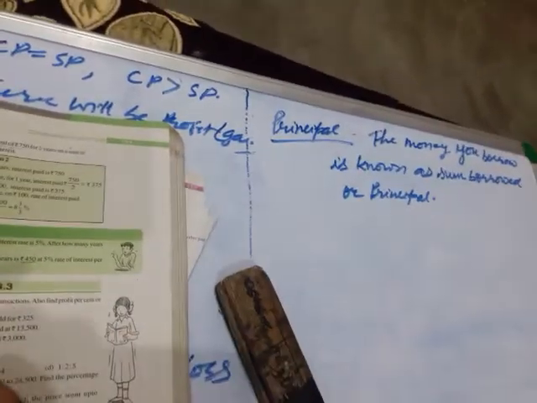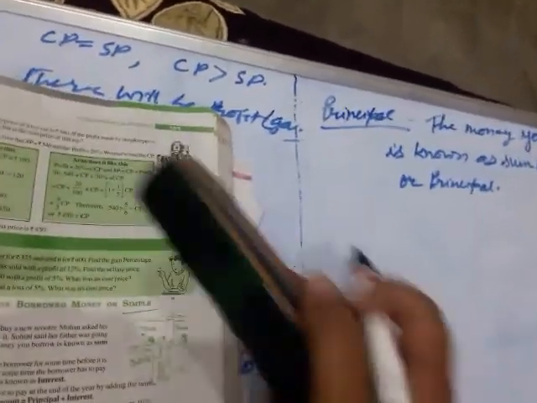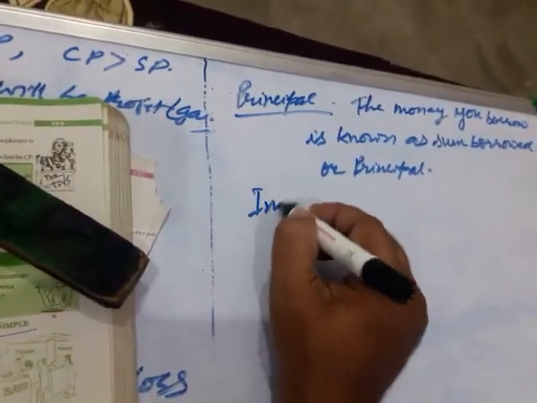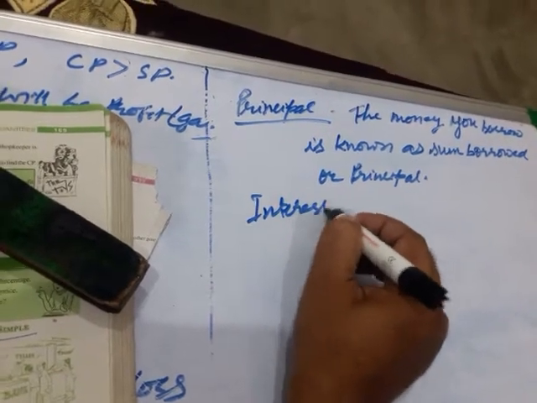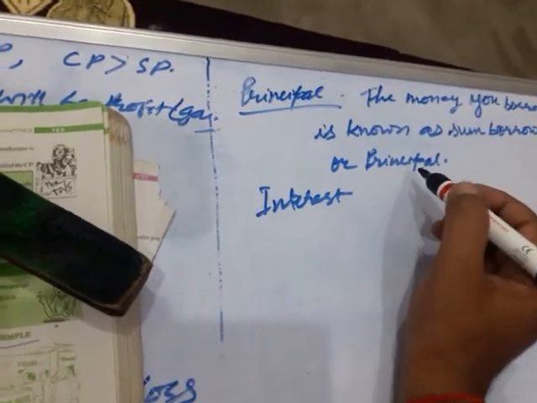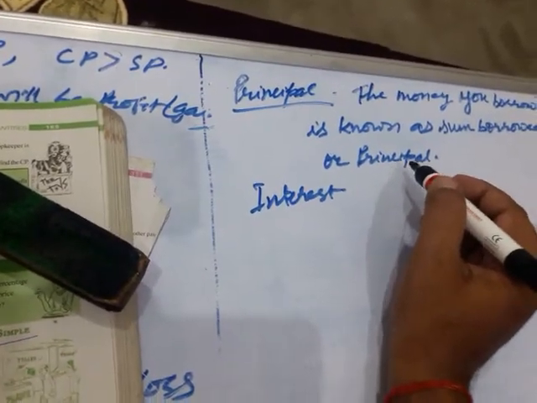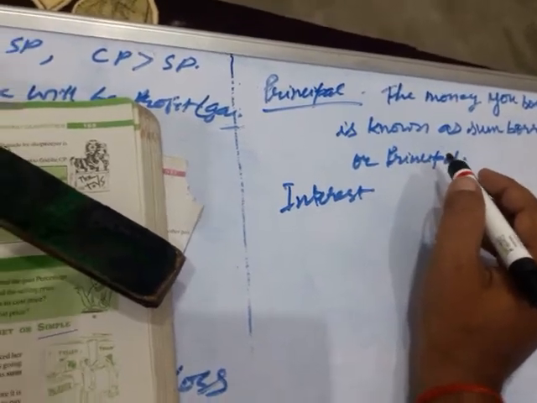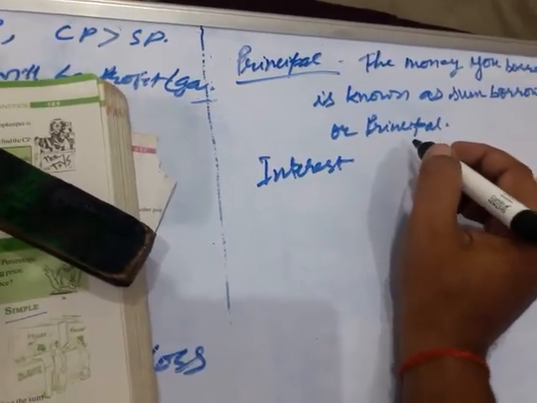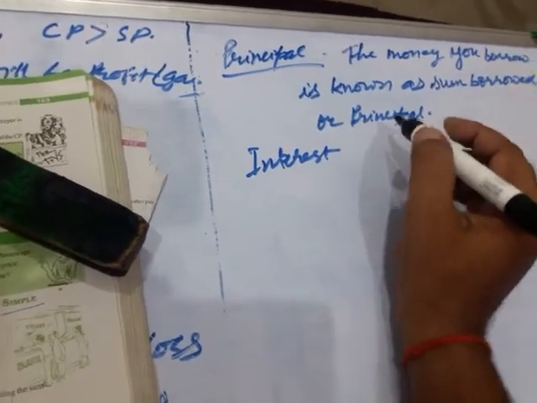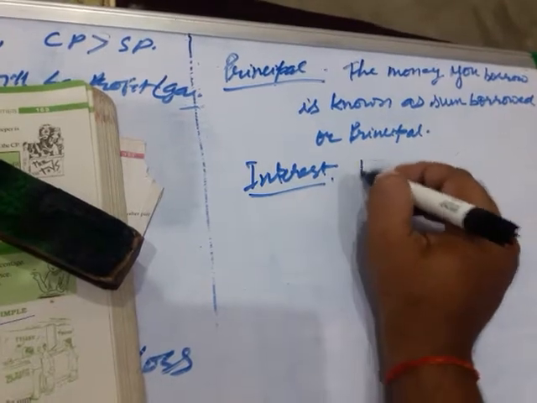Write down. How will you define interest? This is the extra money. The money would be used by the borrower for some time before it is returned. Keeping this money for some time, the borrower has to pay some extra money. Clear. Interest is extra money.